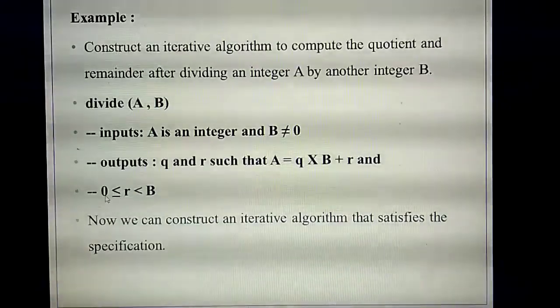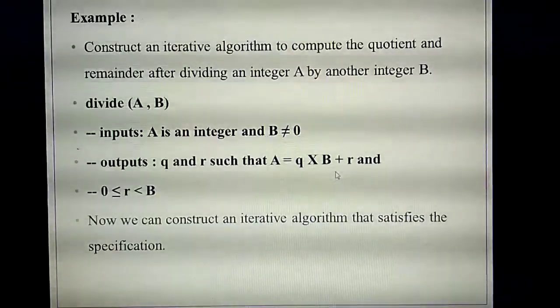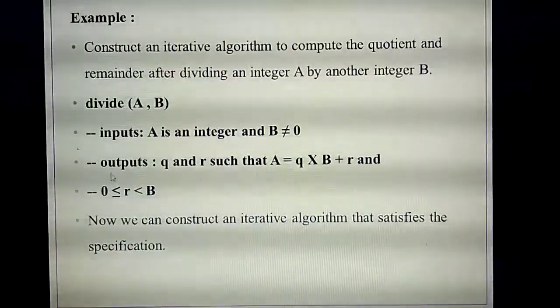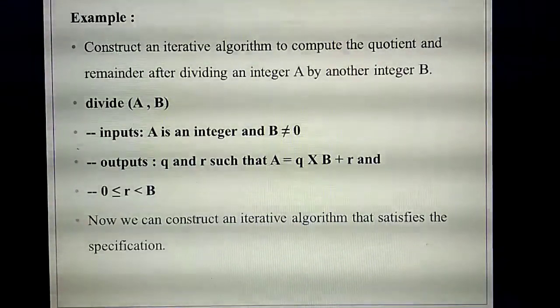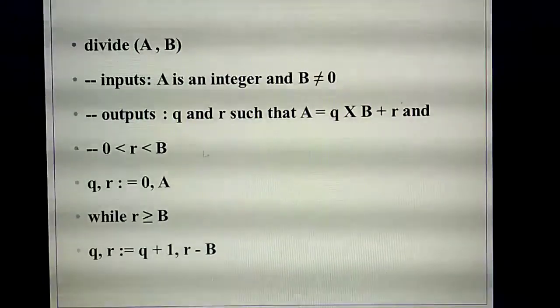And the second condition is the remainder you are getting, 0 less than or equal to r, less than b. That means what remainder are you getting here? 2. So the value of b is 5. So it is greater than 0, that means the value between 1 and the value of b. Understand? So now we are going to write the iterative algorithm. Listen.